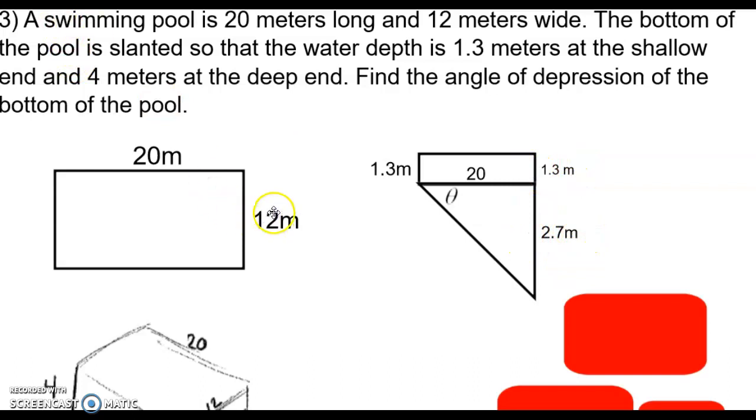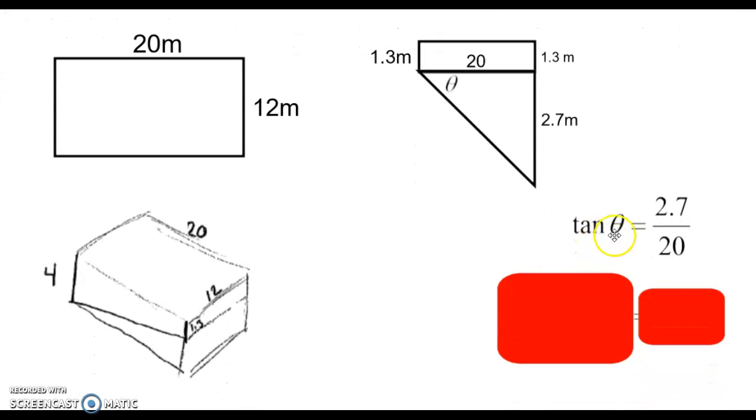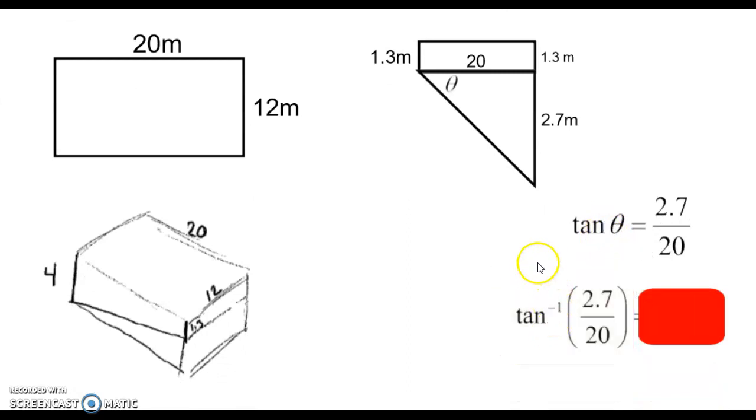Now that we've labeled that triangle differently, you can see that we have the opposite and the adjacent, so we can go ahead and use tangent. So we have tangent of theta is equal to 2.7 over 20. Now remember, when we're finding that angle measure, to get theta by itself, that's where the inverse tangent comes into play. So we're going to do the inverse tangent of 2.7 over 20, and that angle of depression is 7.69 degrees. Those are the problems that we're going to do for now.